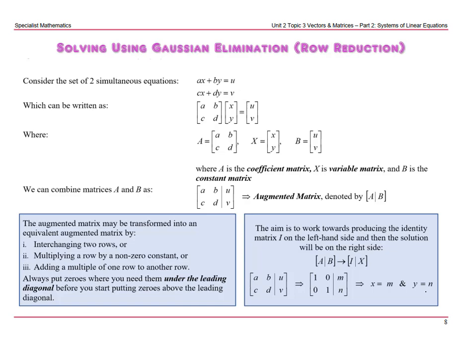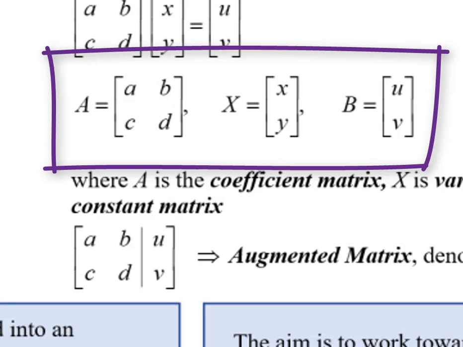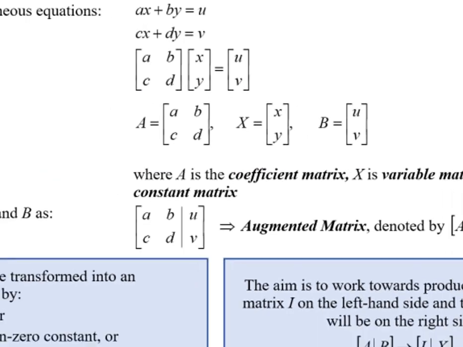This video goes through solving simultaneous equations using Gaussian elimination, which is also called row reduction. Now, if we have two simultaneous equations, two variables, ax plus by equals u, cx plus dy equals v, we have already looked at setting that up into matrix form, where A is our coefficient matrix a, b, c, d, X is our variable matrix x, y, and B is our constant matrix u, v.